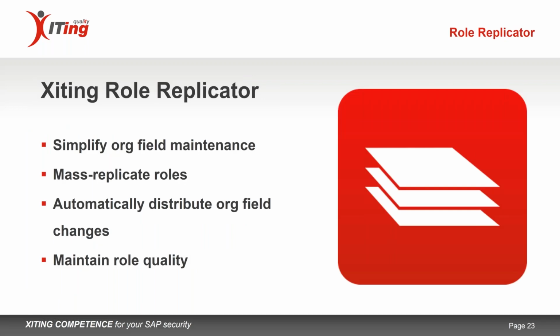In our system, we simplify the org field maintenance. We use something we call replicated roles. And that is basically with org sets and org values. It's different than the derived role concept from SAP. So with our system, you get all of the benefits of a derived role concept without any of the hassles, okay? We also have your mass replication tools, your mass create tools, those kind of things. We can automatically distribute org field changes, and we can maintain the role quality. So I can visually see all of my org values and if they're in sync with my org fields on my roles when I use this tool.